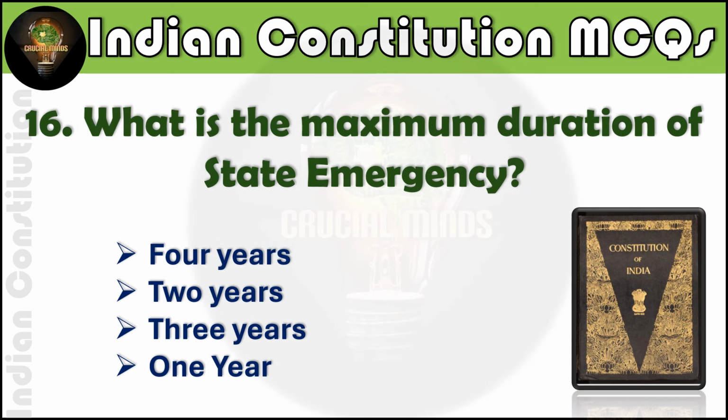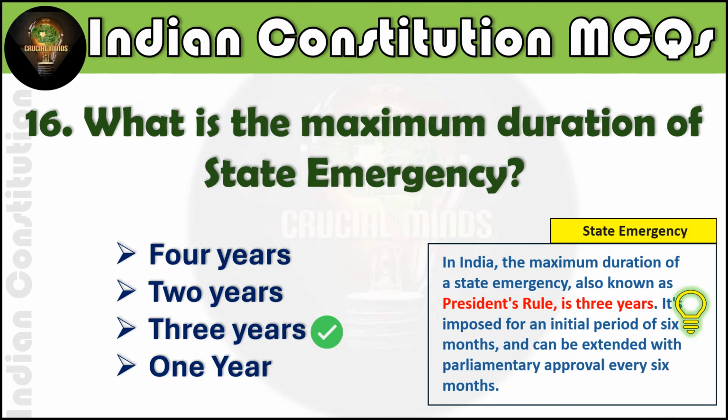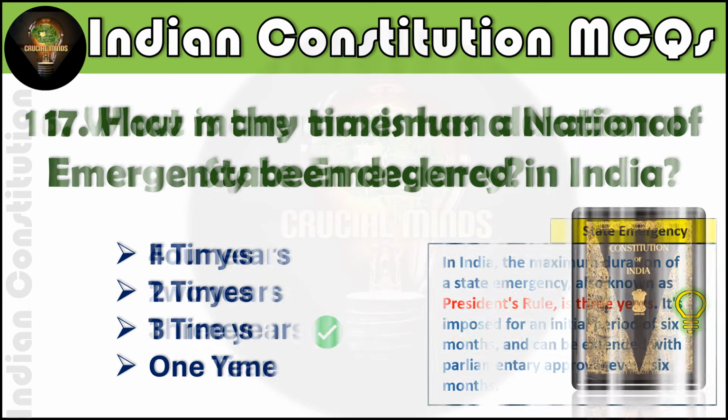Question number 16. What is the maximum duration of state emergency? The answer is 3 years. Explanation: in India, the maximum duration of a state emergency, also known as President's Rule, is 3 years. It's imposed for an initial period of 6 months, and can be extended with parliamentary approval every 6 months.